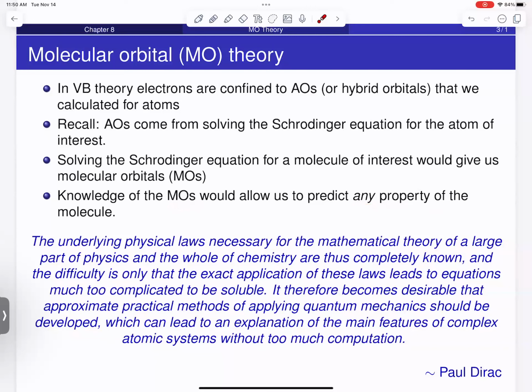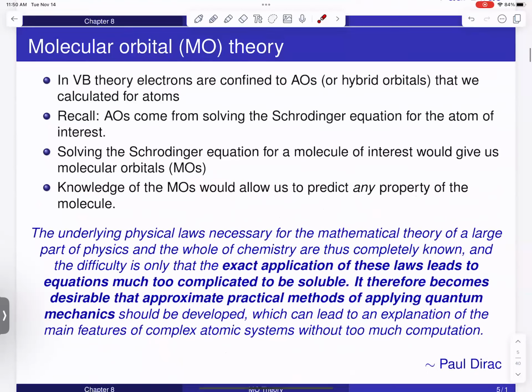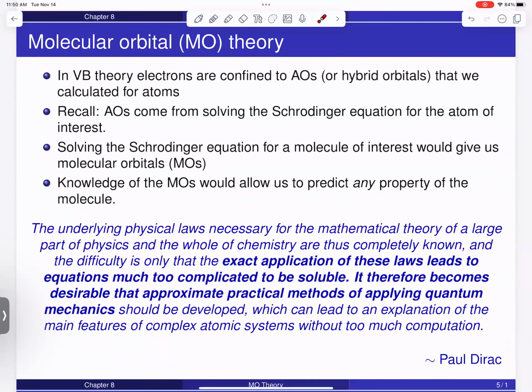And I'd like to draw your attention back to something we discussed back in Unit 3, when we were discussing Schrodinger's equation and its applications to atomic structure. There is a very famous physicist, Paul Dirac, who said, basically following the advent of quantum theory, that the underlying physical laws for the mathematical theory of a large part of physics and the whole of chemistry are completely known. But the problem is that the exact solutions, in this case determining those MOs, lead to complicated mathematical problems that we simply can't solve very easily.